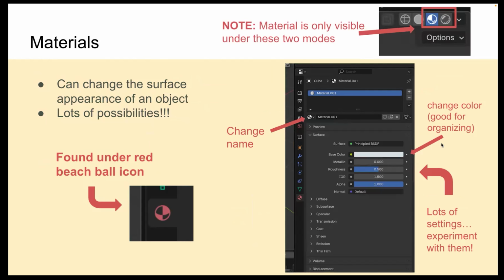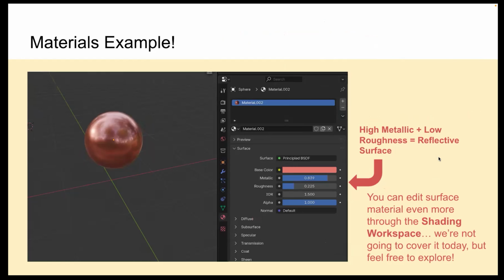And then there's also materials. That's found under that red beach ball looking icon. So it changes the surface appearance of an object. You can make your object look metallic if you up the metallic scale and then lower the roughness. There's a lot of different ways you can change the material of the surface. You can do even more if you go into the shading workspace, which we're not going to go into too much right now. But there's a lot you can do with it.